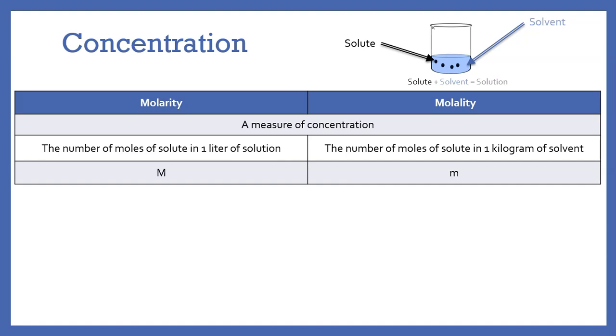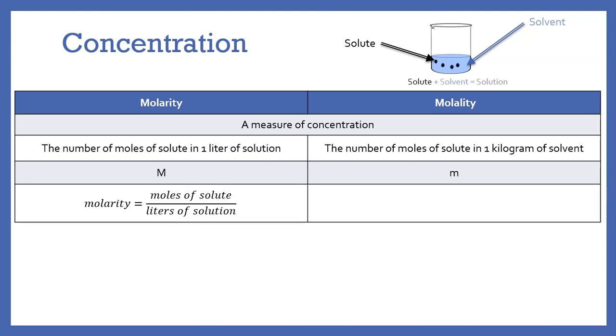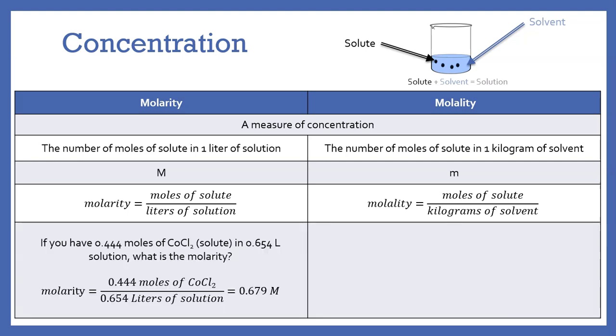There are two different equations to get the measure of concentration. For molarity, you need the moles of solute and the liters of solution. For molality, you need the moles of solute and the kilograms of solvent. When you're given a question to solve, you can plug in the moles of solute and the liters of solution to get your molarity. Let's say your molarity is 0.679 and your unit is an uppercase M. Your molarity is 0.679 and you can compare that to other molarities and determine which one's more concentrated or less concentrated.